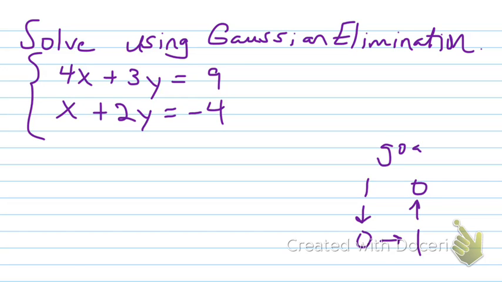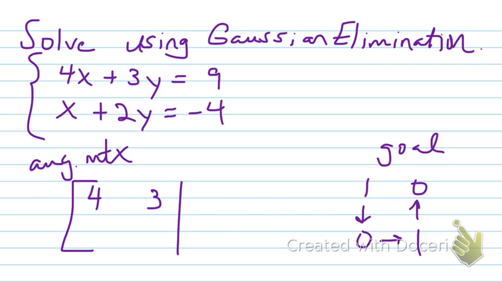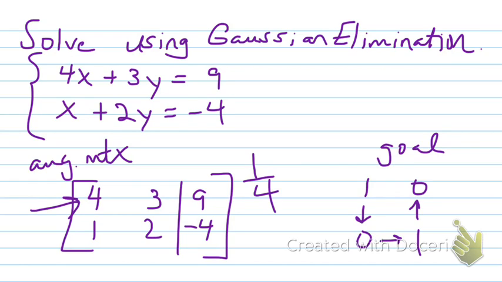We begin by writing the augmented matrix. And that augmented matrix is 4, 3, 9; 1, 2, negative 4. The first part of the goal is to get a 1 right here. If I want that to be a 1, I only have two ways to do it. One is times row, but I don't want to multiply by 1/4. I don't want to play with fractions.